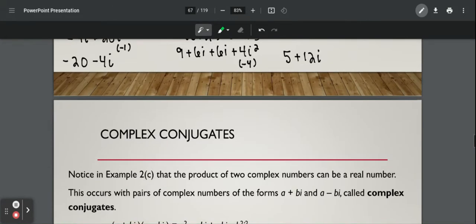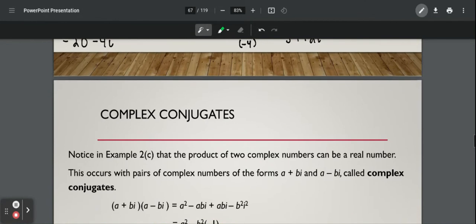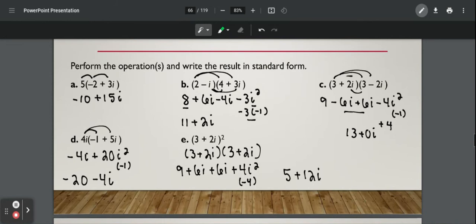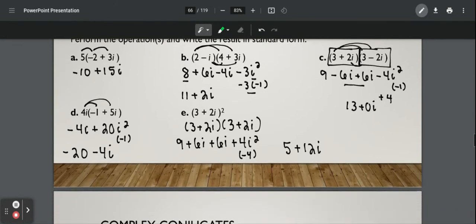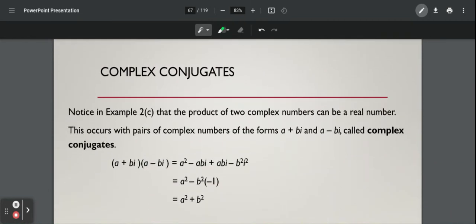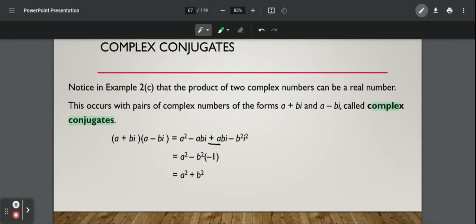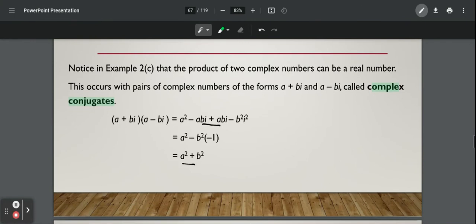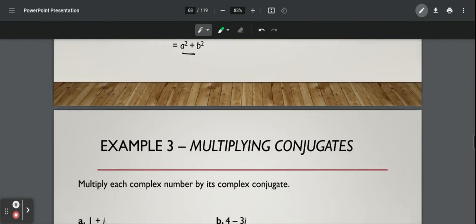So then if we look, it says, notice example 2c, the product of two complex conjugates is a real number. So when you have complex conjugates, if we look back here, if we have 3 plus 2i and 3 minus 2i, so if those b values are opposite and the a values are the same, they're called complex conjugates. And when you multiply complex conjugates together, what happens is those inside terms are 0, and so you just end up with whatever a squared and b squared is. You'll end up with a real number.